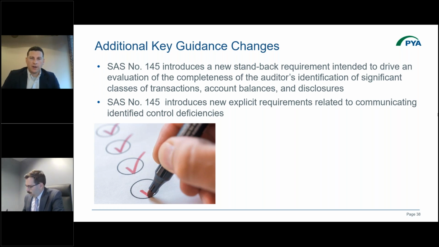So SAS 145 just codifies and tries to tighten up some of the standards over the years that have come about communicating those identified control deficiencies, and really just tries to tie everything together into a little bit of a tighter package about what needs to be communicated and when. So again, nothing that's really going to require any preparation on your part as auditees, but just know that it's out there, and potentially some of the requirements could lead to slightly different communications coming forward, but nothing that should be significant.